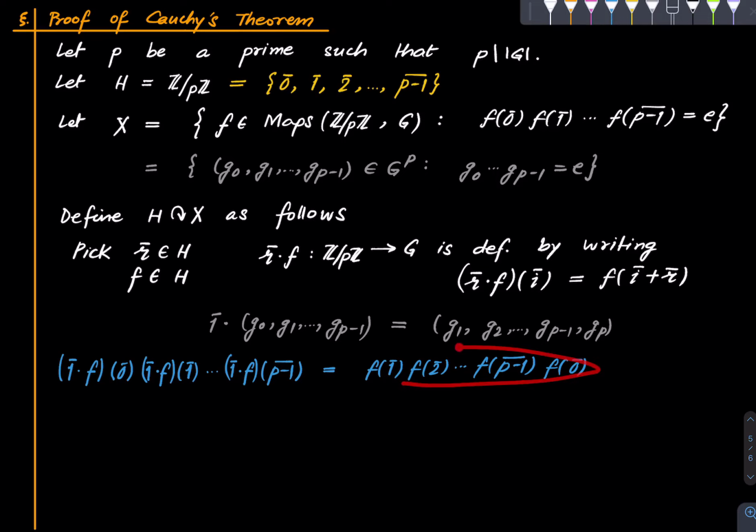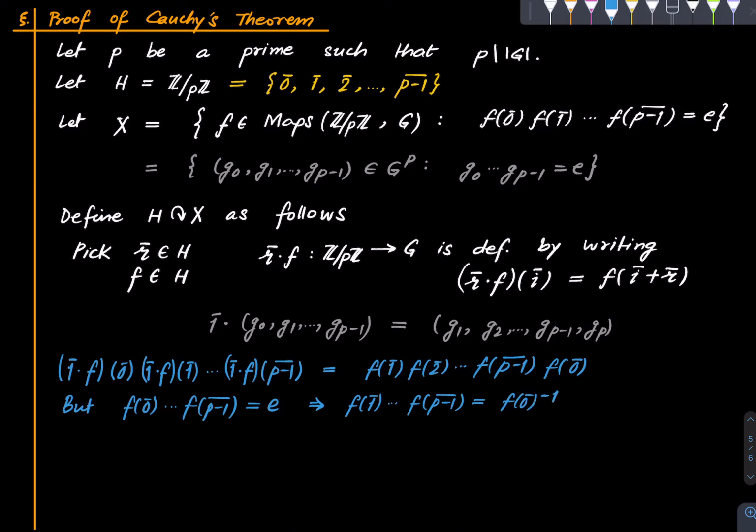And this is what we want to show is equal to 1. So why is this equal to 1? Well, we know f0 bar up to f(p minus 1) bar equals 1. When I say 1, I mean the identity of the group. So if we multiply both sides by f0 bar inverse, then we get f1 bar dot dot dot f(p minus 1) bar equals f0 bar inverse. And now we multiply on the right by f0 bar. So this implies f1 bar dot dot dot f(p minus 1) bar f0 bar equals e.